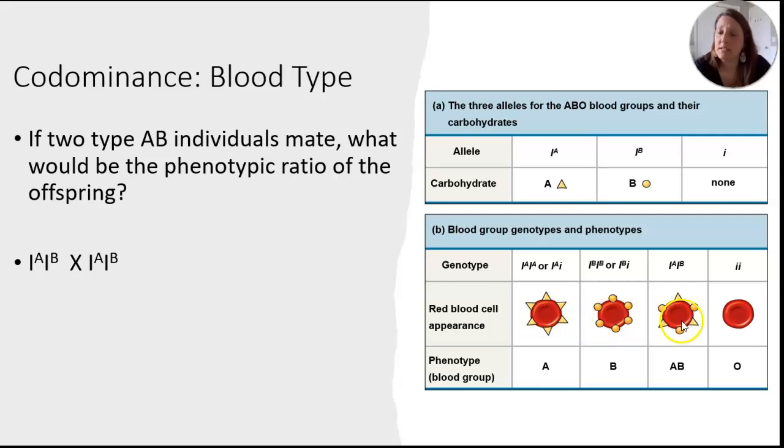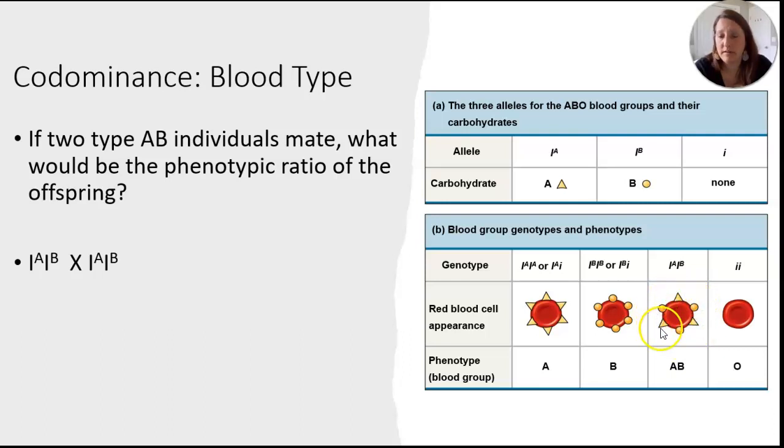Okay, let's go to AB. So if you have type AB blood, there's only one possible genotype that you can have, and it's IA IB. So you inherited one of each of those alleles. And so the surface of your red blood cells is coated with both the A and B carbohydrate. And so again, this is the instance of codominance. This is the codominant genotype and phenotype.